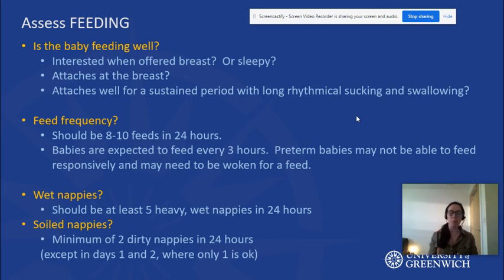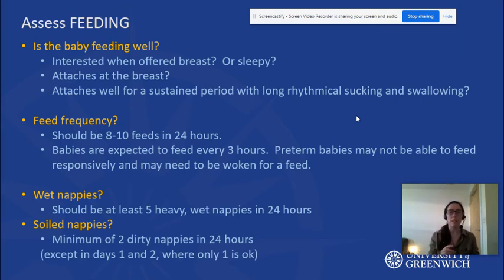So, yes, is the baby latching on and getting a really good feed, or does it need persuading? So, that's is the baby feeding well. Feed frequency. So, 8 to 10 feeds in 24 hours. That works out at about every 3 hours. That's what we're looking at. God, no wonder these people don't get any sleep.